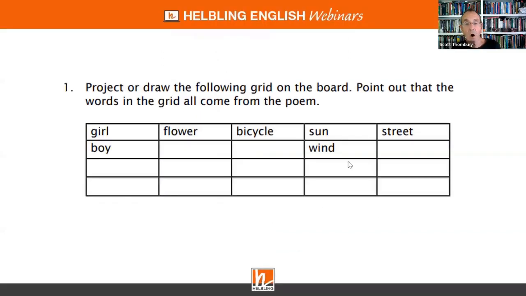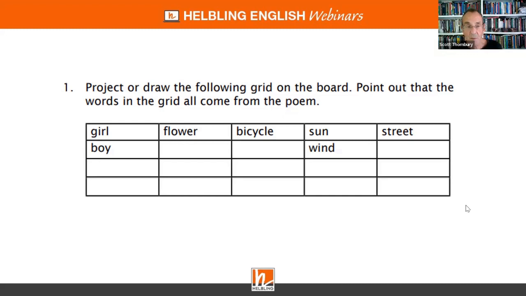We're going to do our famous substitution tables again. So you project or draw this following table or grid on the board, and all these words in the grid come from the poem, right? The students are going to brainstorm, working in pairs or small groups, other words that could go into each column.